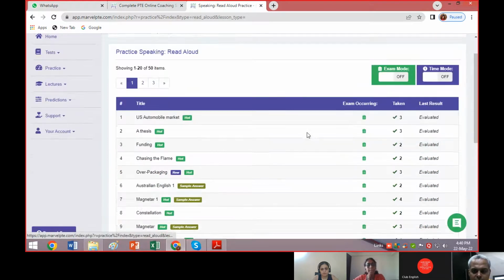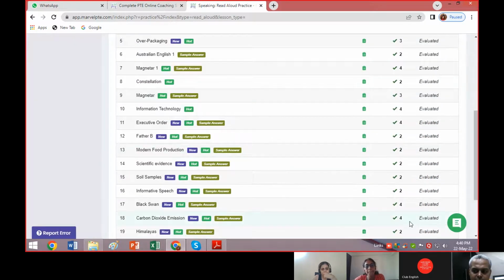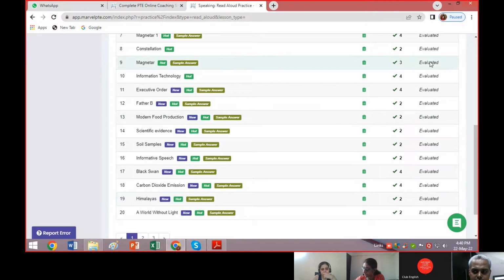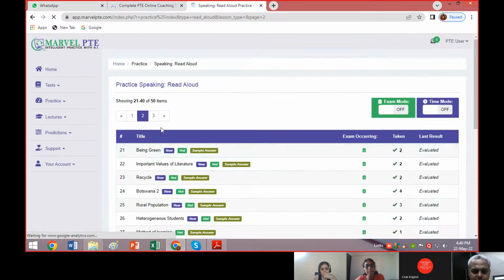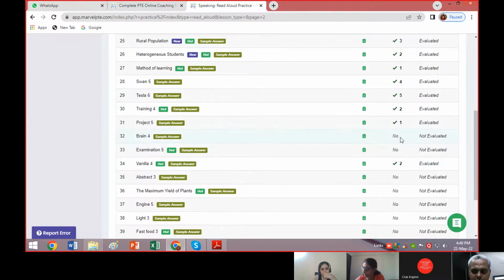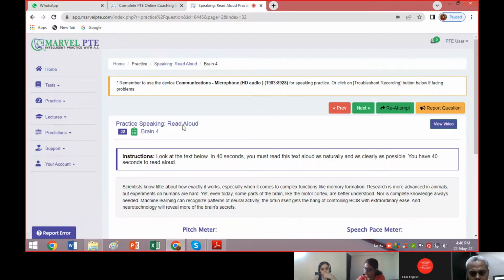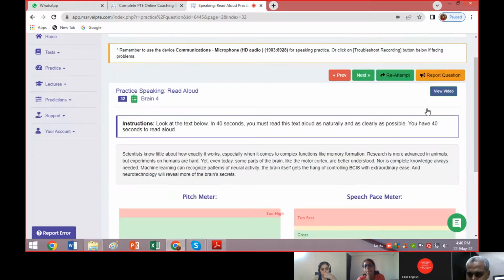Now I'll be moving to one read aloud which has not been evaluated, as it belongs to one of my students. As you can see, it's all evaluated on the first page. Now the next page is second. Here it is not evaluated. These all things are not evaluated. So we are going to do that. So brain 4. So now click this brain 4. As you can see, previous, next, reattempt, report question.